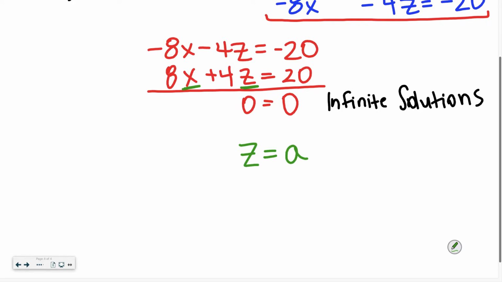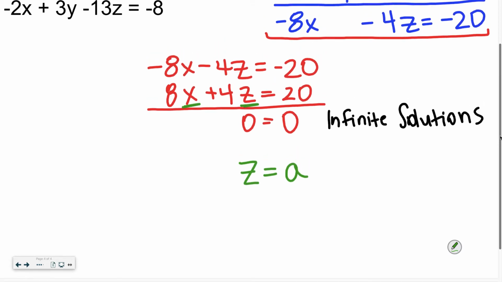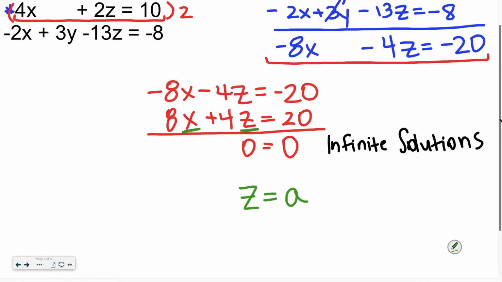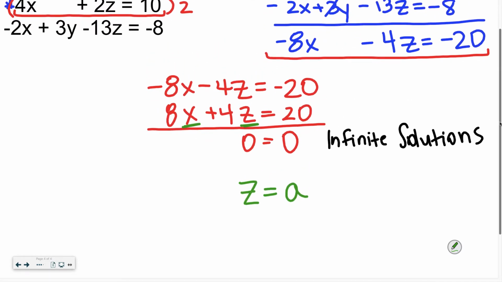Okay? Well, if z equals a, okay, we know that we have the equation 4x plus 2z equals 10. That was one of our 2 variable equations, right? Well, z equals a. So I need to come back in here and write in a for z instead of z.